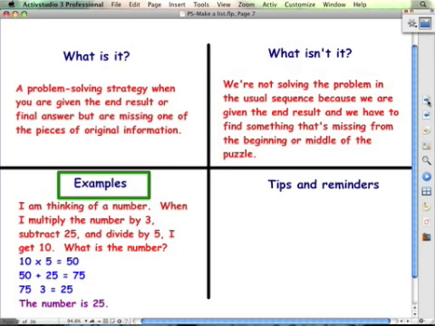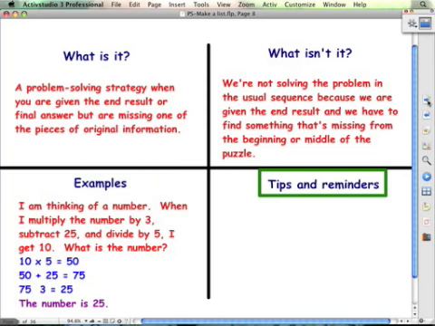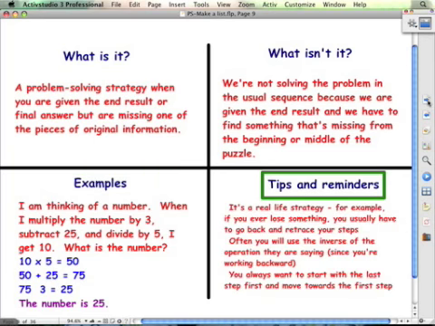Tips and reminders. Working backward is a real-life strategy. For example, if you ever lose something, you usually have to go backward and retrace your steps. Often you will use the inverse of the operation they are saying, since you're working backward. Also, you always want to start with the last step first and move towards the first step.